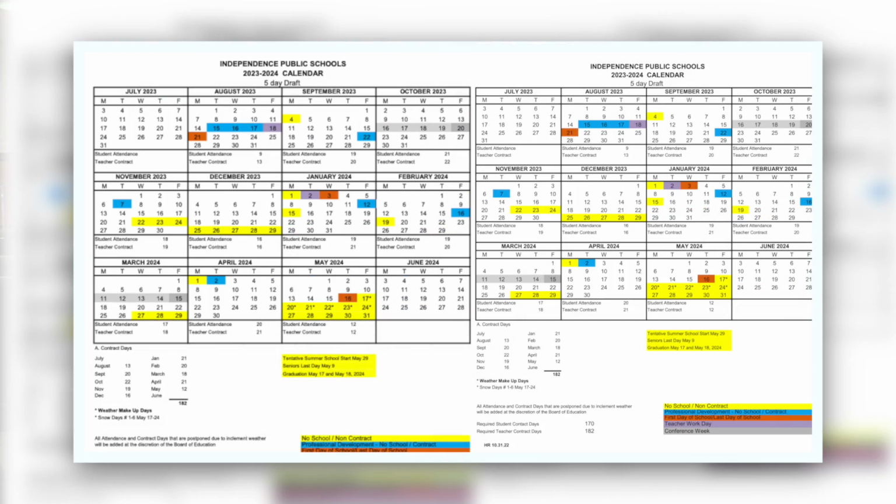I hope all of this information has been valuable to you regarding what the calendars would look like in both the 5-day or the 4-day instructional week. I know this is a lot of information that we've put out regarding the calendars, and we traditionally have not done that. As we work through this process, first of all, thank you for your patience.